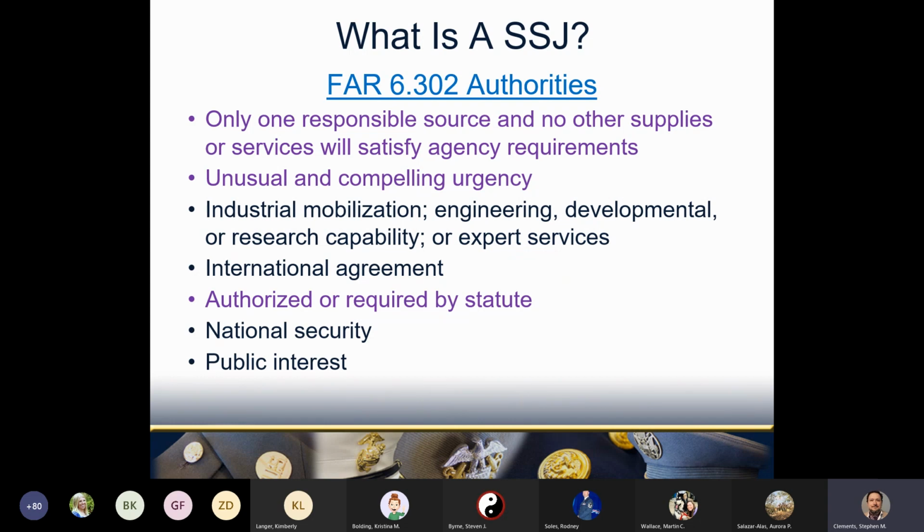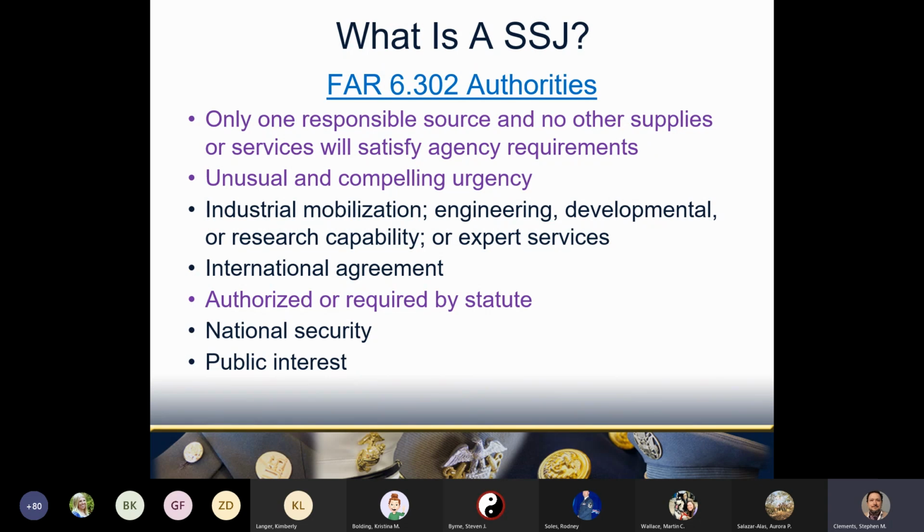I skipped ahead in my notes. Pardon me. And so we've got... Okay, so then we got international agreement.